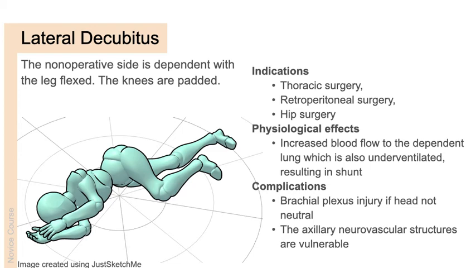Complications of this position include brachial plexus injury if the head is not neutral. Also, you're moving the arms around to try and get them into a good position and to keep stability. There's a risk of overflexing, overabducting. The axillary neurovascular structures are also vulnerable and exposed.